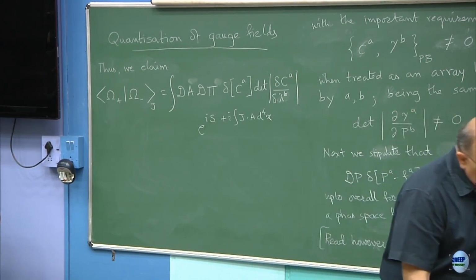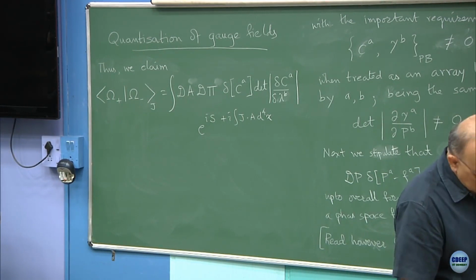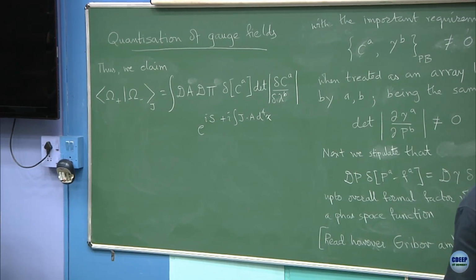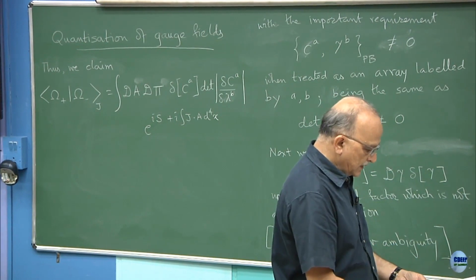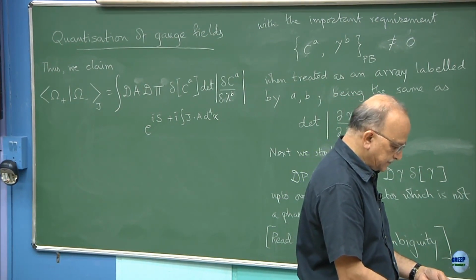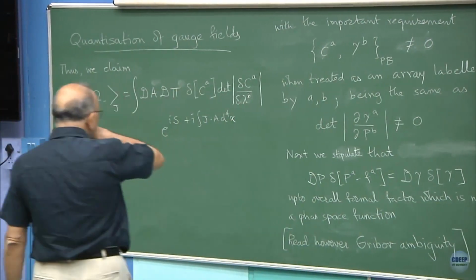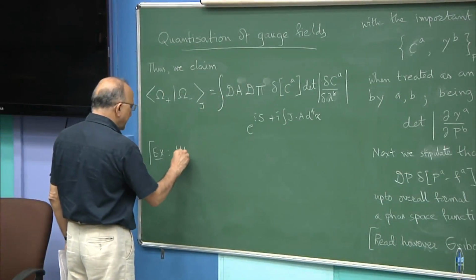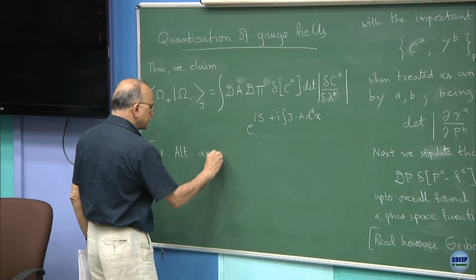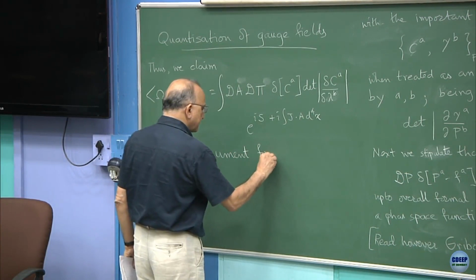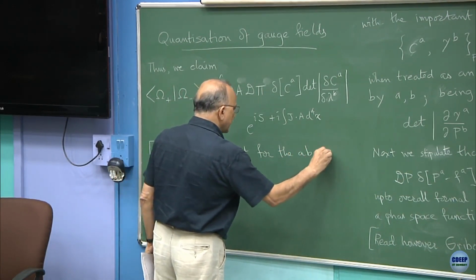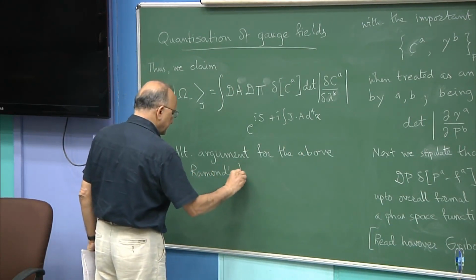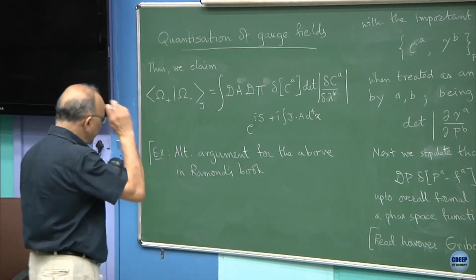So, now we are stuck with this delta function, and there is another series of tricks which then gets you to the Faddeev-Popov answer. One of the tricks, the simpler trick, is to rewrite it, an alternative argument for the above, in Ramond's book, which is actually quite popular with a lot of people.